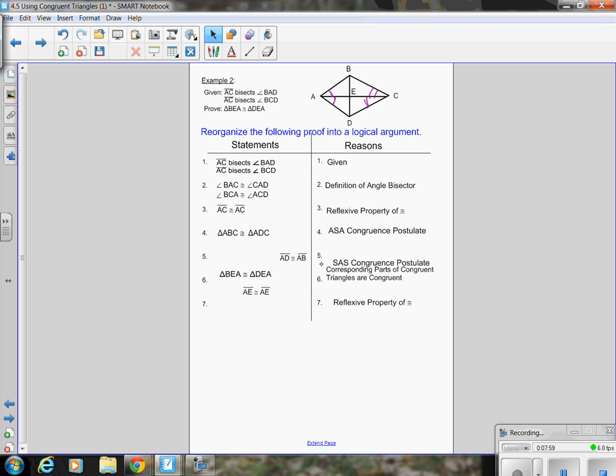And once I have those congruent, I know my congruent parts. So let's see here. I'm going to say AD is congruent, this part of the big triangle is congruent to AB, its corresponding part of the other big triangle. Corresponding parts of congruent triangles are congruent. I wrote it all out there, but you could abbreviate CPCTC.